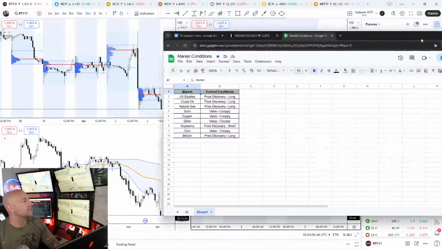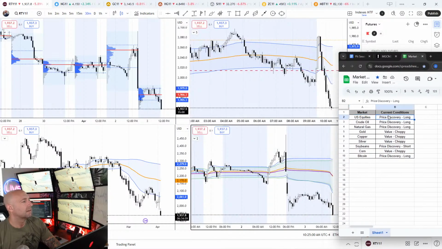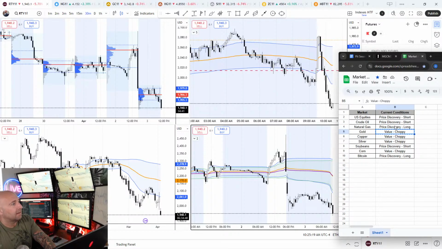Okay, so market conditions. Says Trump's trade tariffs are a shock to international trade. So all the US equities are price discovery short. Crude oil is price discovery short. Natural gas was in price discovery long, but I would say it's now in value choppy.